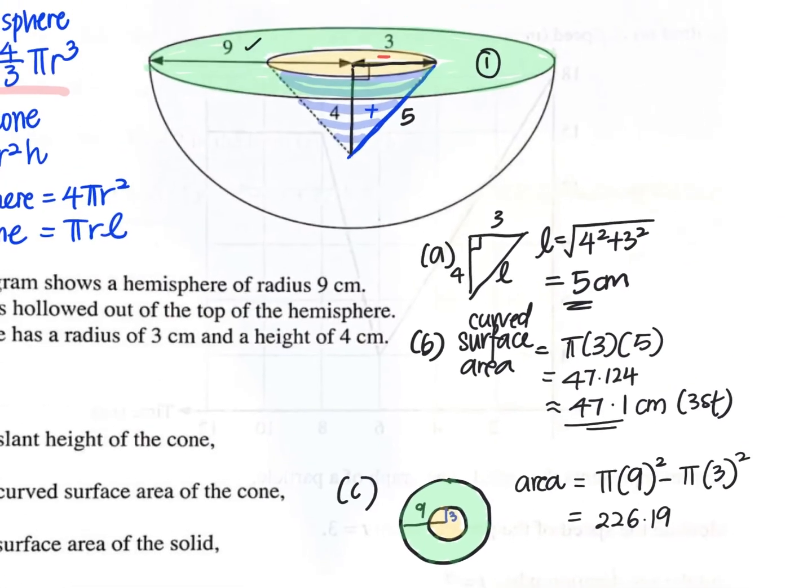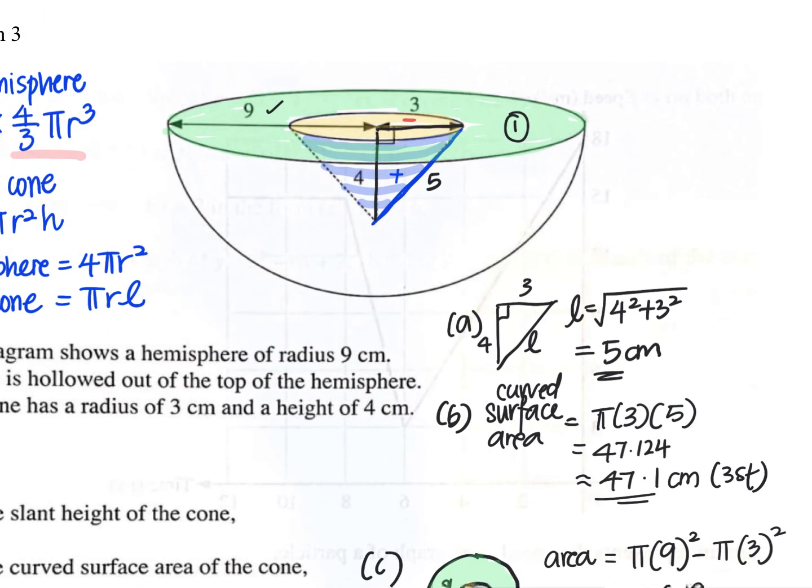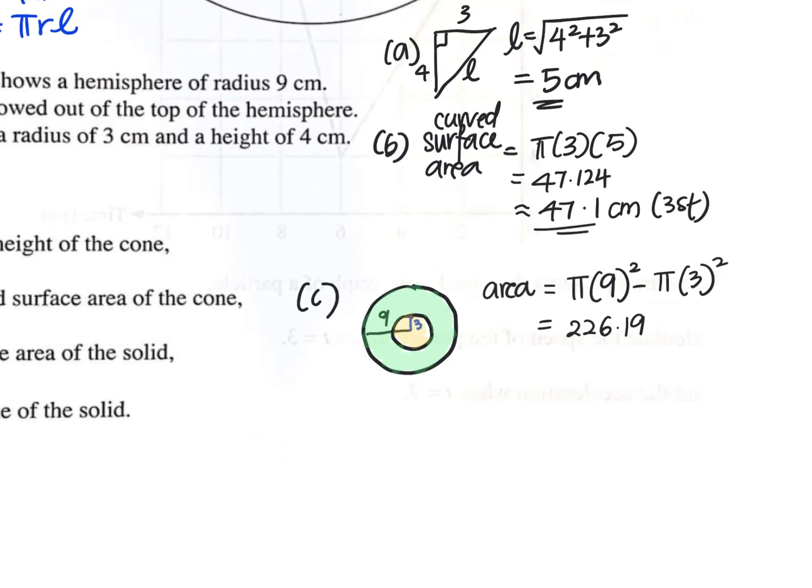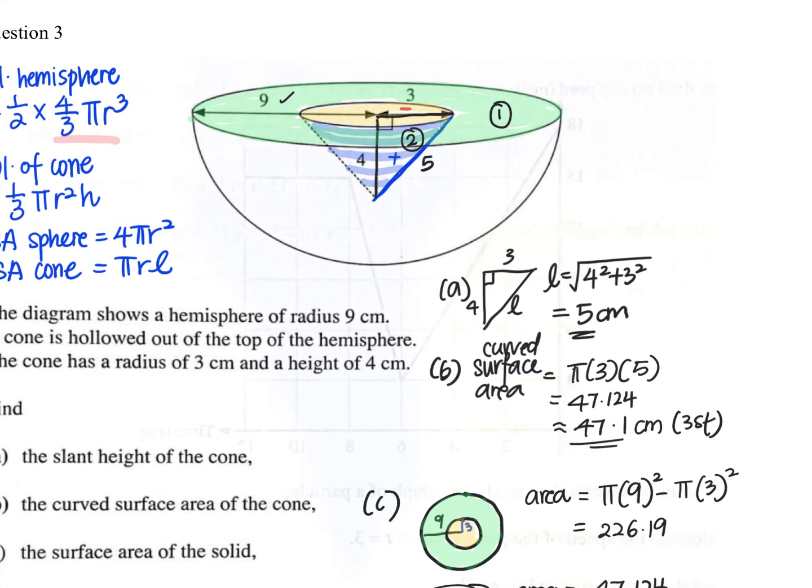What about the second portion? Now, after I cut it out, let's look inside. This portion over here, the curved surface area, portion number 2, is newly created, so I need to add in the curved surface area of the cone, which we have already found just now. So this is my number 2. The area over here is 47.124 cm squared.